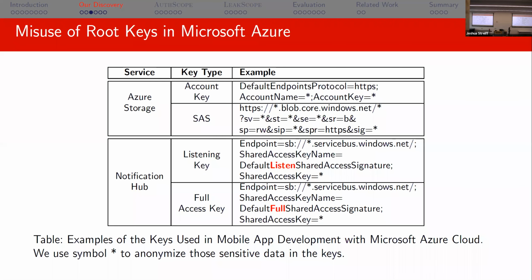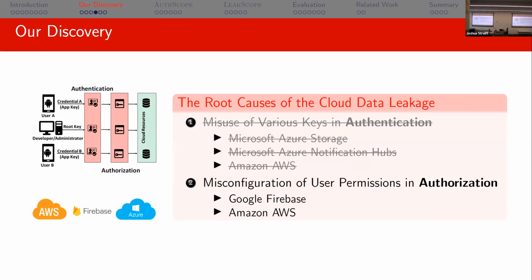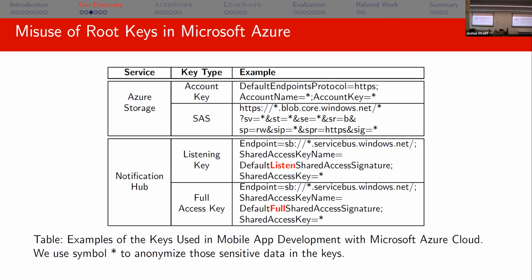These are real cases of root key misuse in Microsoft Azure. Basically, the first one is Azure storage. You can see the first line shows the account key, that's a root key. The second one is SAS, that's the typical key. We found the account key actually is in the app.